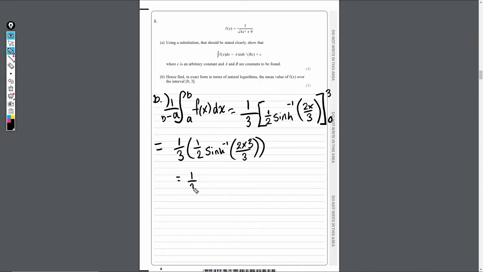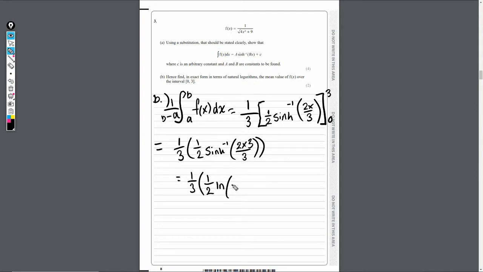This is going to be a third. And notice now we can use the hyperbolic sine inverse and put it in logarithm form because it wants it in terms of logarithms. Just like the last line of working, where it was a half ln of 2x over 3 plus the square root of 1 plus 2x over 3 all squared, we're going to do that again. So put it in that form. It's going to be a half ln.